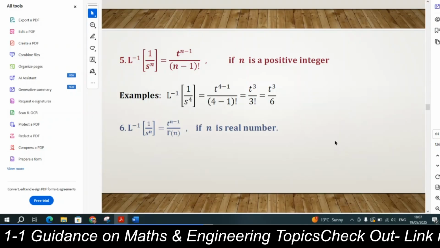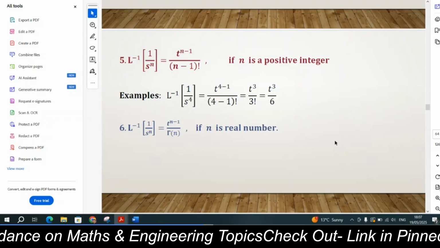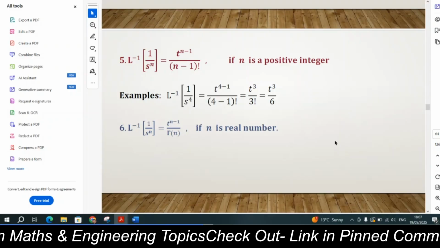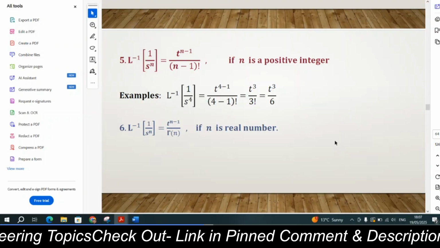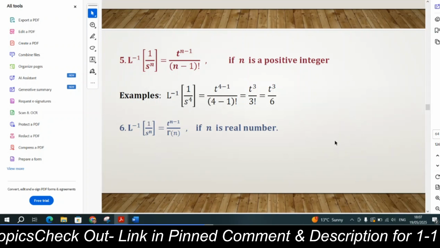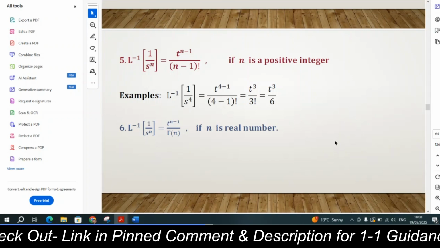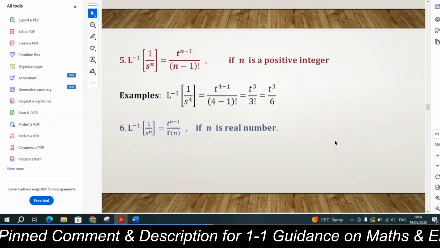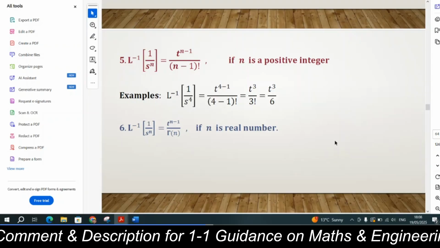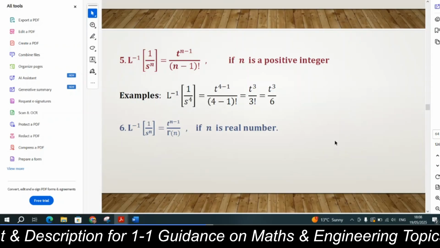Okay. Now this one looks a little bit tricky. So let's focus on what we know. What is the Laplace transform of t raised to n? N factorial upon s to the power n plus 1. That's correct. So what would be the Laplace transform of t raised to n minus 1? T raised to n minus 1. S to the power n? No. Laplace transform. So what comes in the numerator first?